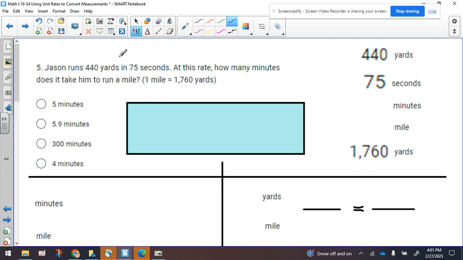Jason runs 440 yards in 75 seconds. At this rate, how many minutes does it take him to run a mile? And they give us the hint that 1 mile equals 1,760 yards. So this is something you could look up on any conversion.